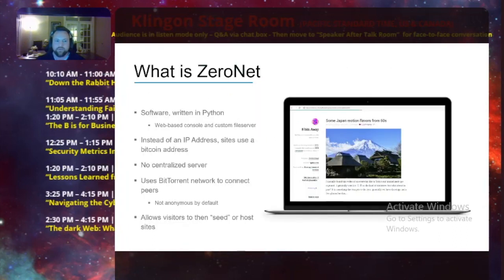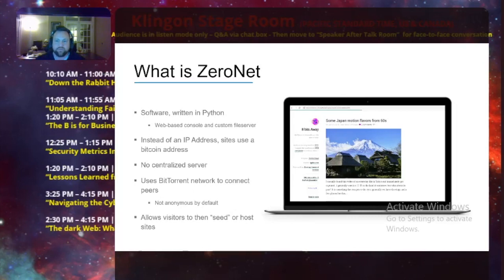All right, so ZeroNet is written in Python, it has a web-based console, and that custom file server honestly needs a little bit of work. Once you get a lot of sites on your server, it starts to become a little bit sluggish. Instead of an IP address, you get a Bitcoin address. It's an actual, real, usable Bitcoin address that you can send and receive payments on.